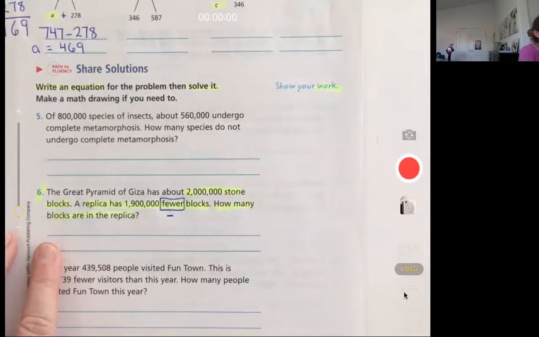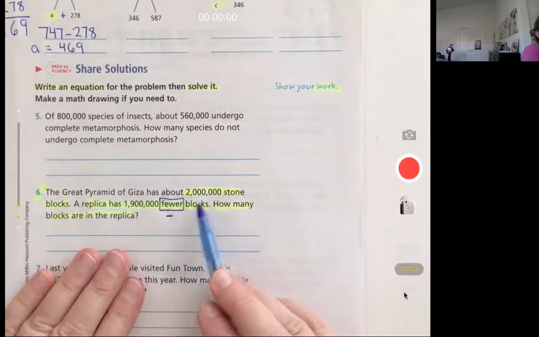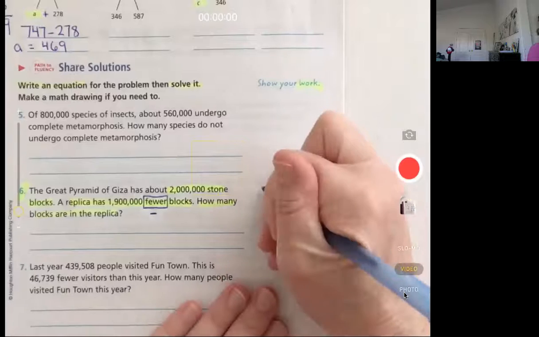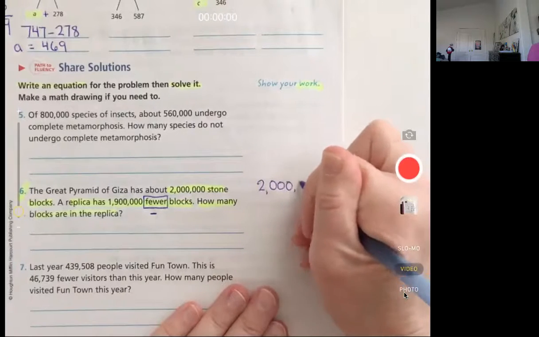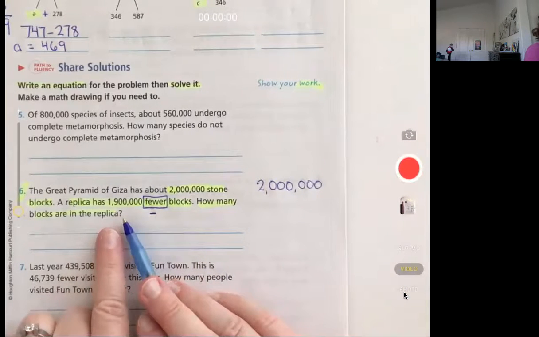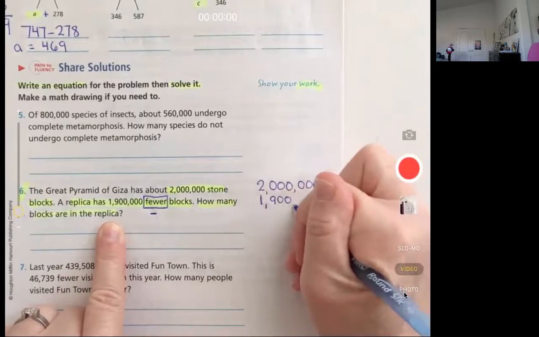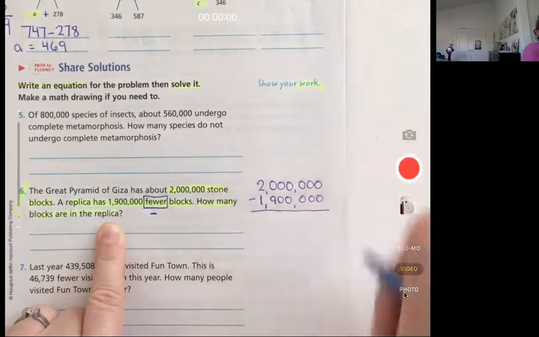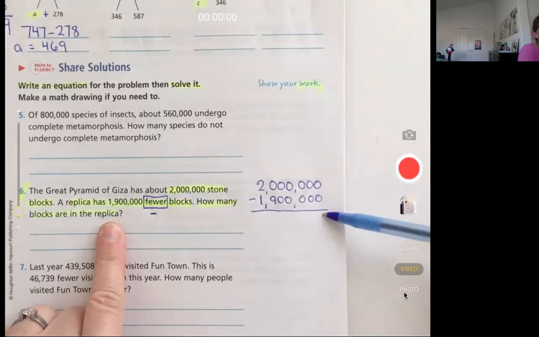Okay. So in my mind, I'm thinking subtraction because the replica has this many fewer than the actual Great Pyramid. So I'm going to make my equation 2 million. I'm going to be really careful to line up my numbers. And the replica has 1,900,000. Yikes, that is a big problem. Look at all those zeros. So I made sure my larger number went on top when I'm doing subtraction.